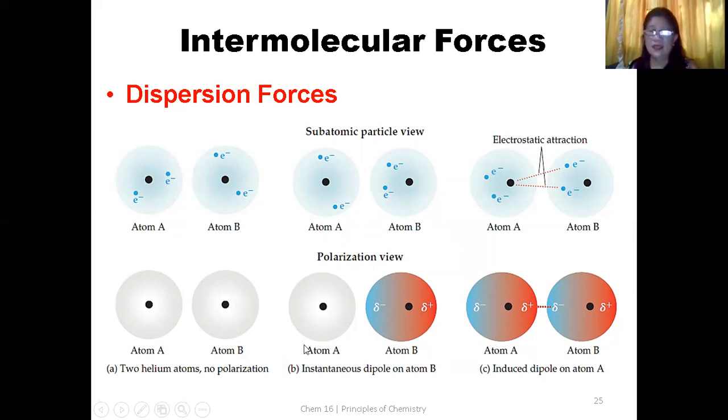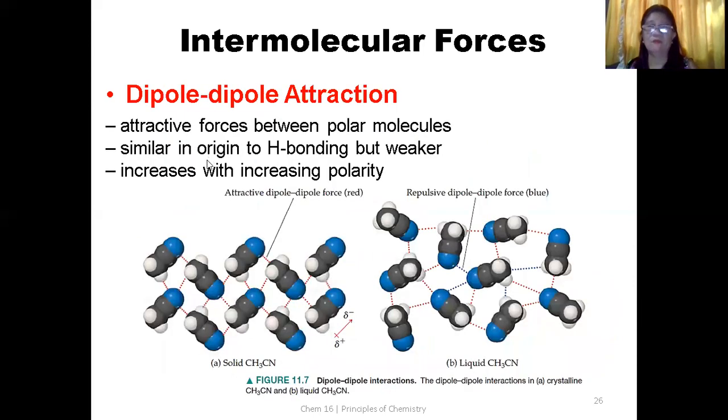Then here, later on, it will have an attraction by means of an instantaneous dipole on atom B. Then, ma-induce na po ang atom A. Hinay-hinay lang yun ang ilang attraction between this. Because this is a London dispersion force, ang attractive force nila. No? So, a dipole-dipole, ganina kay London dispersion.